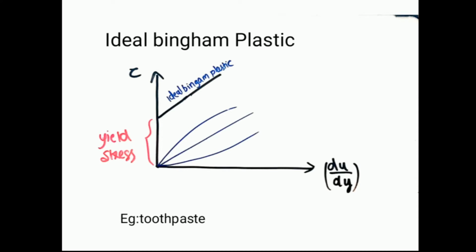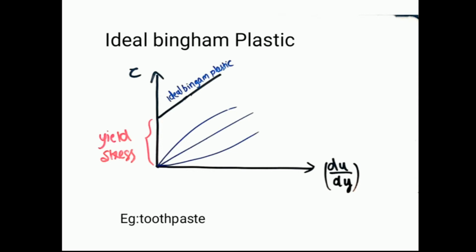We want to apply a stress on the toothpaste tube for the paste to flow. By considering that example, we can say a substance which requires a certain amount of stress to cause motion is called an ideal Bingham plastic. That is, flow only takes place after the application of that stress. This stress is generally called yield stress, and this kind of substance is called an ideal Bingham plastic.